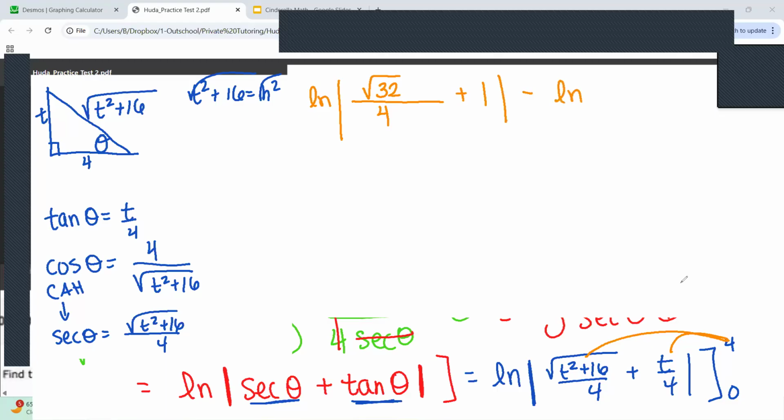Minus natural log. And now everywhere you see t, give it a 0. So that'd be natural log. 0 squared is 0. So that would be just square root 16 over 4 plus 0 over 4 is 0.